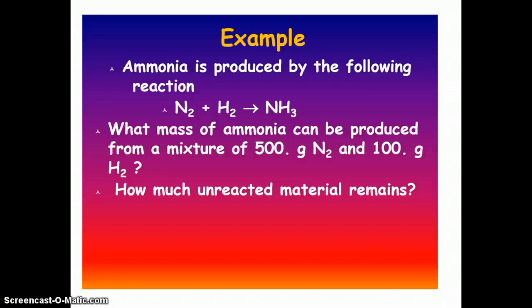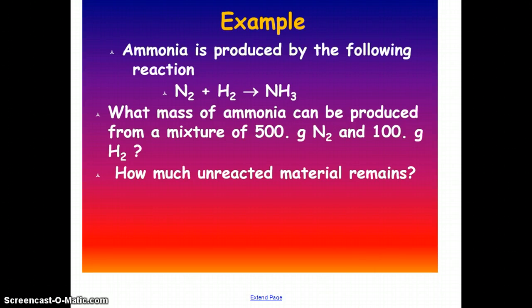All right, so let's just go ahead and dive straight into an example problem. It wants to know what mass of ammonia can be produced from 500 grams of N2 and 100 grams of H2. So we're going to have to do two stoichiometry problems here.